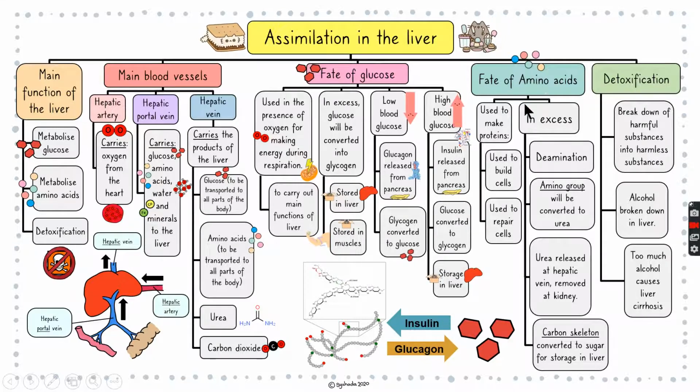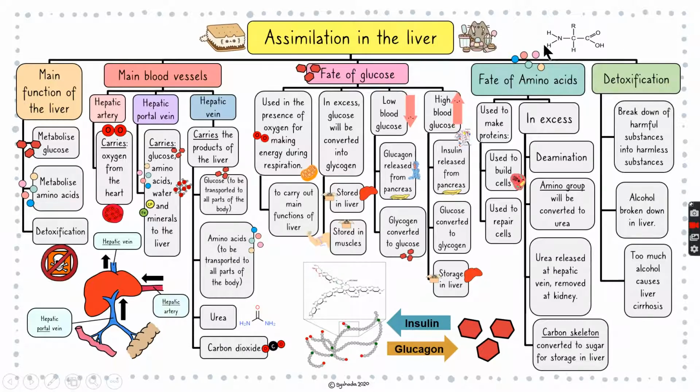Amino acids, it's also pretty similar, depending on if you make use of it or if it's in excess. If you make use of it, it's used to build the cell. So it can build the cell membrane, it can build all the organelles in the cell, it can build up proteins and enzymes and hormones as well, and it is also used to repair the cells.